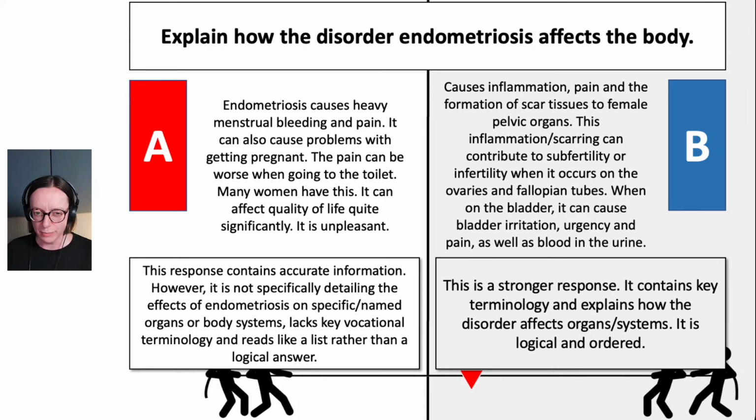I don't have a lot of space on my screen. If I was marking this as an examiner, I would like to see more expansion for 6 marks than what is currently on the screen. I would like to know about the reproductive system as the primary system affected by this disorder, or the place where this disorder originates. I want to know that the bladder is part of the renal system or the urinary system, and just a little bit more detail. But B is definitely a stronger response.